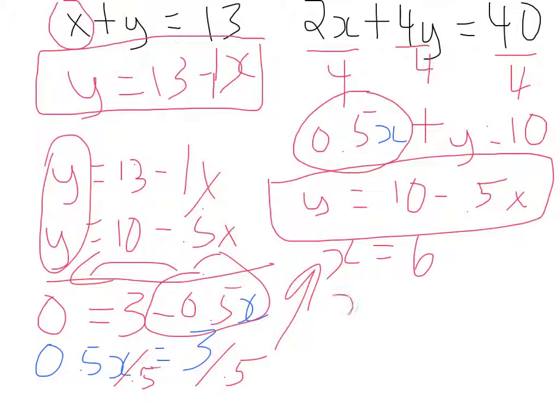6. And we know that x plus y equals 13. So because two numbers that add up to 13, well, if one of them is 6, the other one has to be 7. So y equals 7.